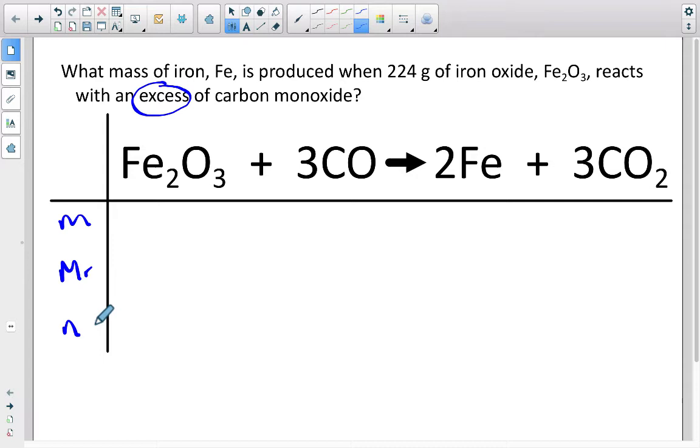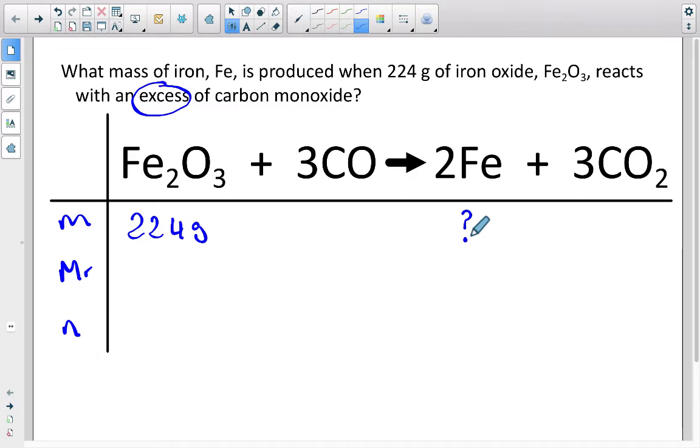So our question has told us that we have 224 grams of iron oxide. So here's our iron oxide, and we can write that data into the table, 224 grams. And it's asked us to find out what mass of iron, Fe, we produce. So it's worth at this stage marking where we're trying to find our answer, just so we can keep sight of which bit it is we're working towards.